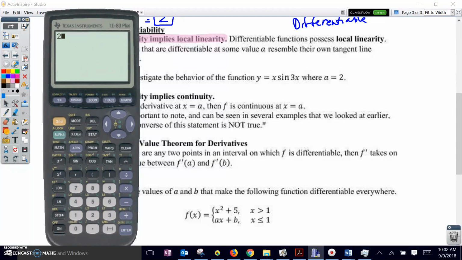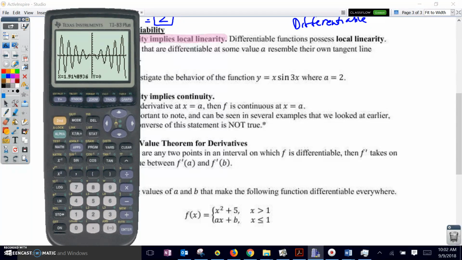And I'm going to center it. Oops. Guess I can't do that. I'm going to zoom in on this, and I'm going to center it pretty close to where x equals 2. And you see this curve here is starting to look a little bit more like a line.